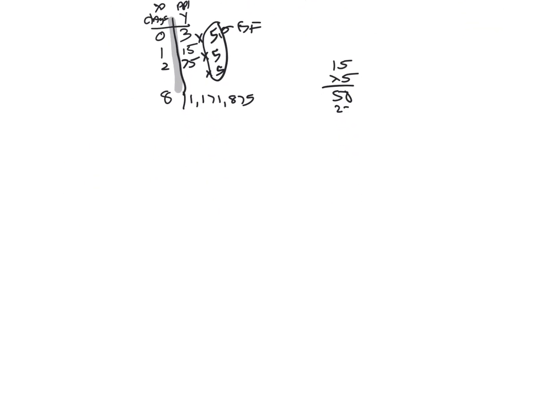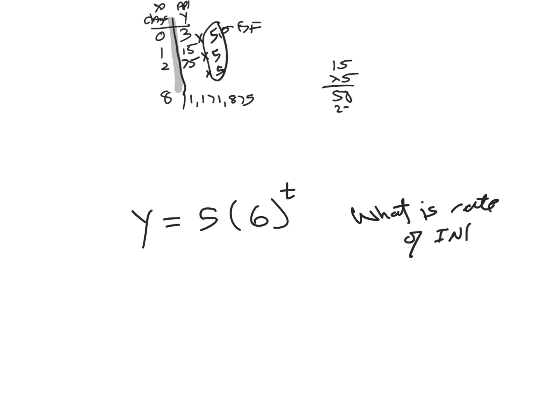So what if I gave you y equals 5 times 6 to the t power, and I said, what is your rate? What is the rate of infection? It's not 6. 6 is your growth factor. So remember, 6 is what you're multiplying by. So on day 0, you're going to have initially 5 people, and then you're going to multiply by 6.